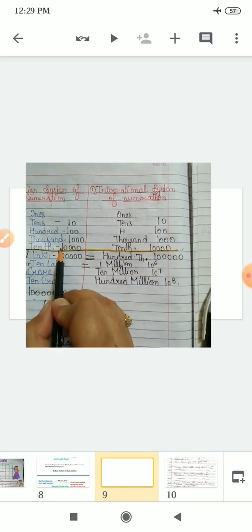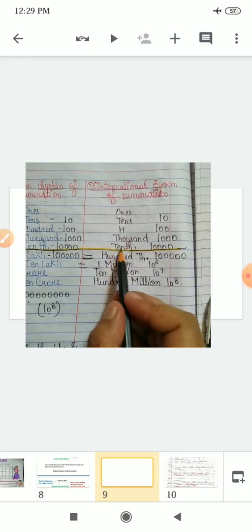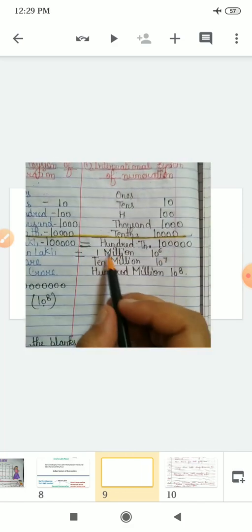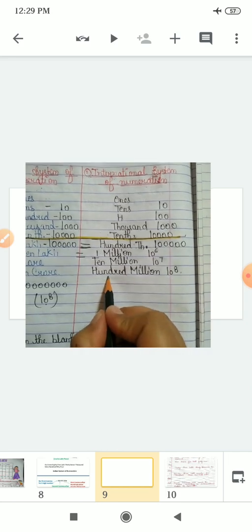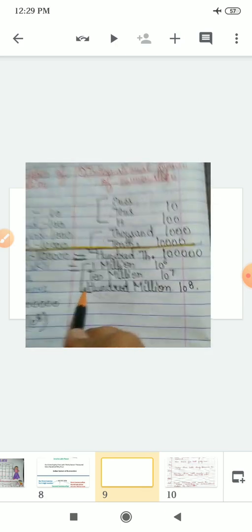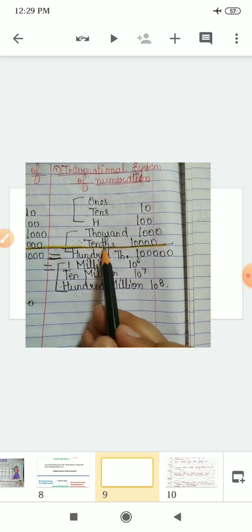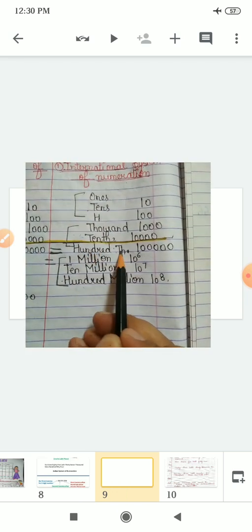There are 3 categories for the international system of numeration. Ones, tens, 100, 1000, 10,000. After 10,000, here is 1 lakh and here is 100,000. Then 1 million, 10 million, 100 million. Now see, 1 lakh is equal to 100,000 because it is also having 5 zeros here. It is also having 5 zeros. Okay, understood?